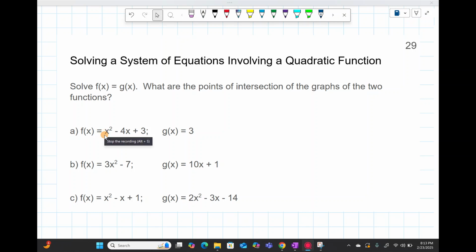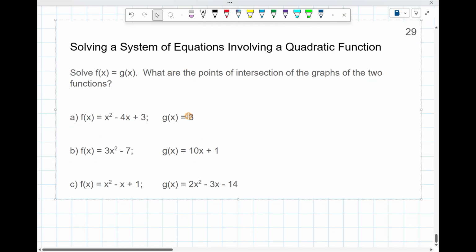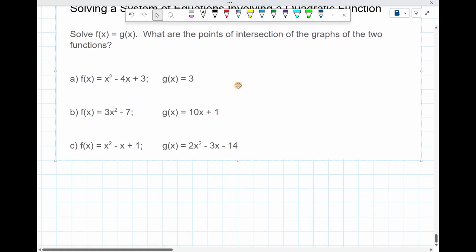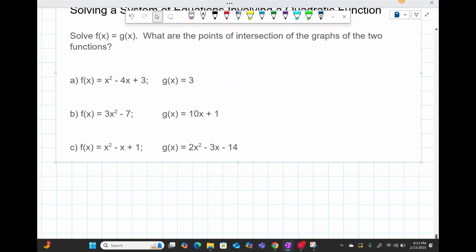In this video, we are going to practice solving a system of equations involving a quadratic function. So we're going to solve f of x equals g of x and find the points of intersection of the graphs of the two functions that are given. All right, let's look at the first one.